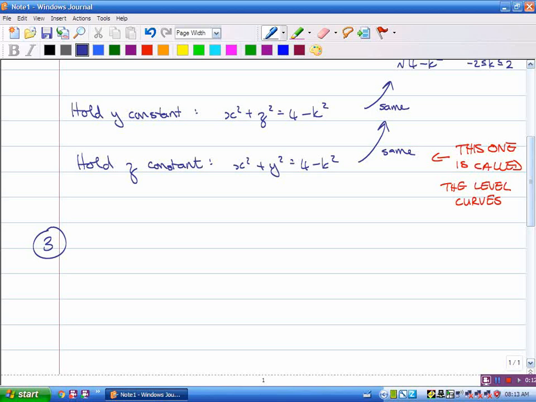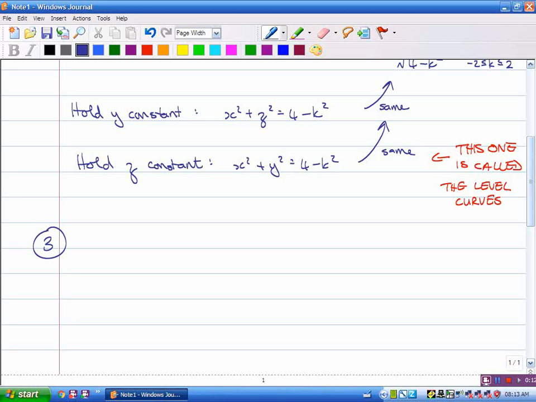and whether your surface, in a sense, is going up or going down. Okay, is it like a bowl that's been turned upside down, or is it like a bowl that's the right way up? And you can tell that from what's happening to the curves as k changes.